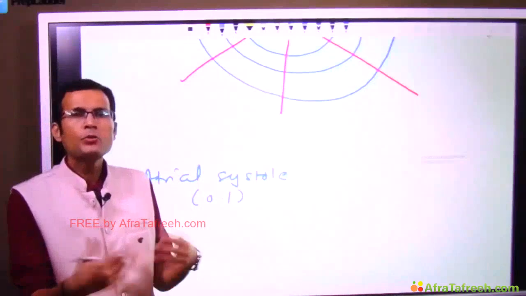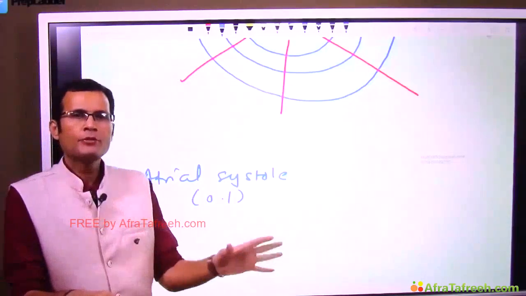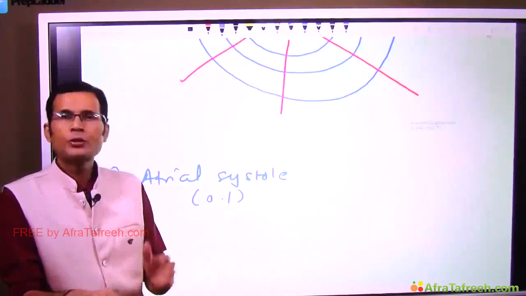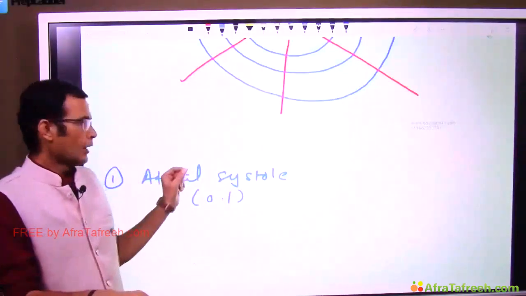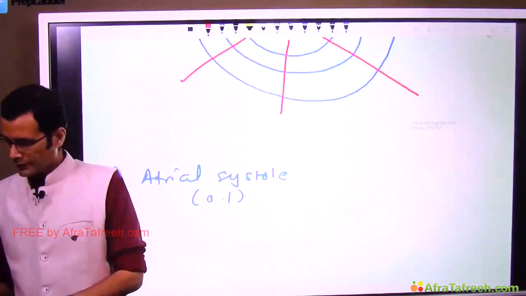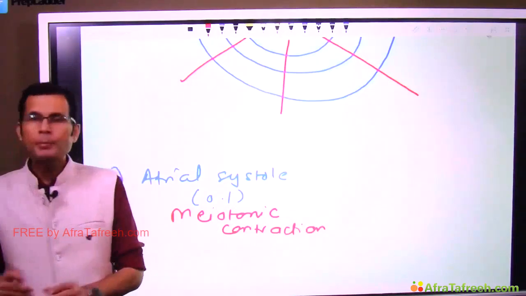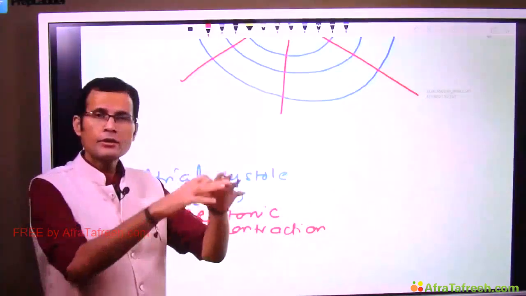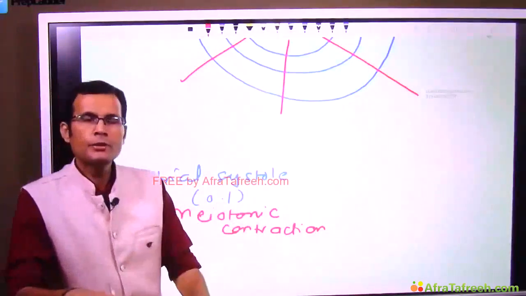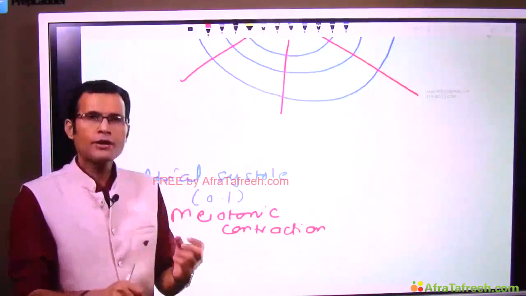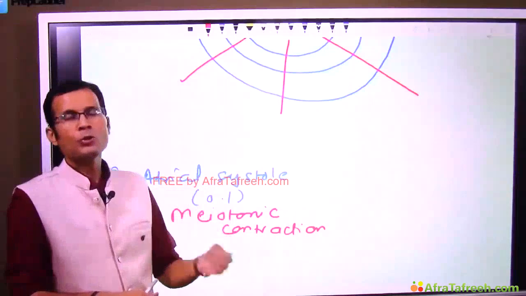But then let me tell you a new type of contraction. In skeletal muscle, we have described two types of contractions, isometric contraction and isotonic contraction. In this particular chapter, we will see two more types of contractions. Atrial systole is sometimes referred to as myotonic contraction. So what is myotonic contraction? You have heard the word meiosis, as in reduction, division. So myo means reducing, and therefore myotonic contraction means reducing strength of contraction. The contraction in which the strength of contraction goes on decreasing, such contractions are called myotonic contractions.